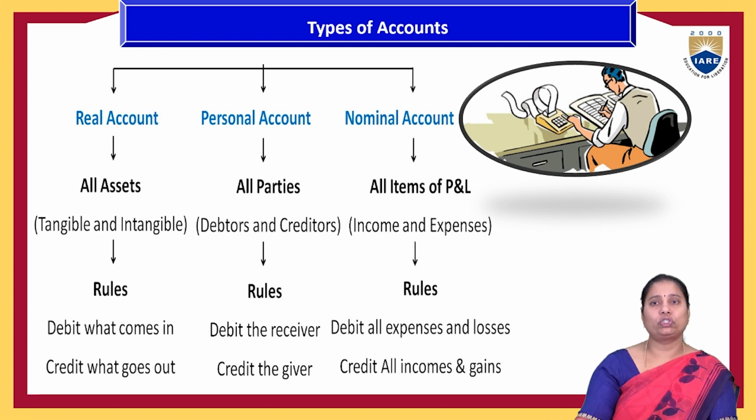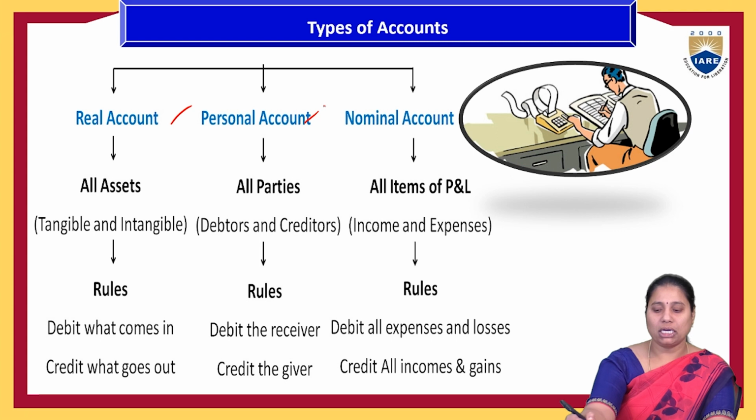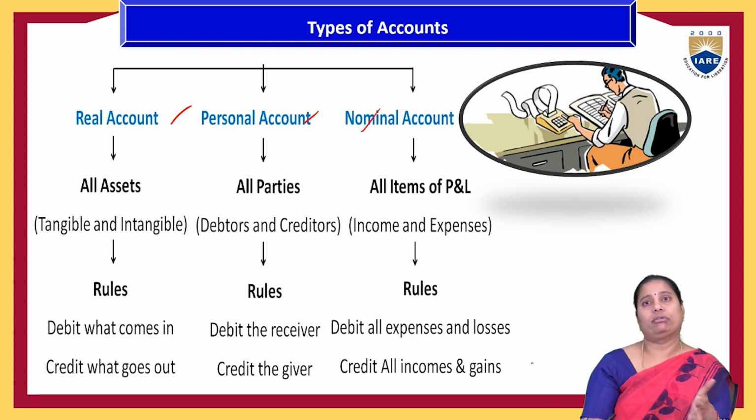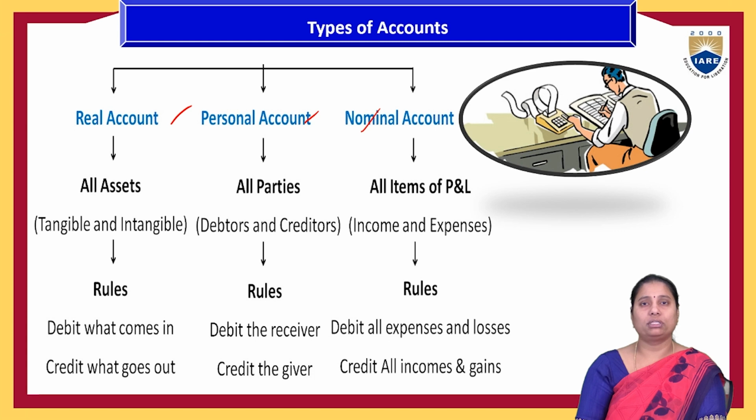So if we have to prepare these journal entries, we have to understand these three rules, that is, the types of accounts. The account types are real account, personal account and nominal account. All the assets, tangible and intangible, come under real accounts, and all the persons, like the debtors and creditors, come under the personal account. Income and expenditures and all the other remaining elements come under the nominal account. The rule for real accounts is: debit what comes into the organization, credit what goes out from the organization.